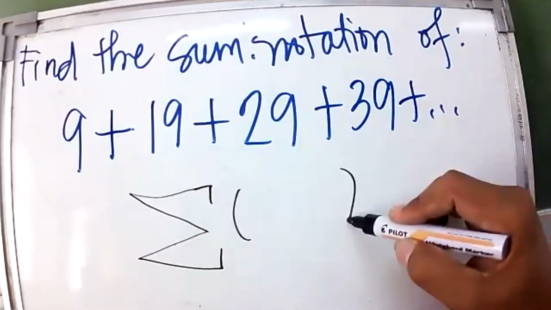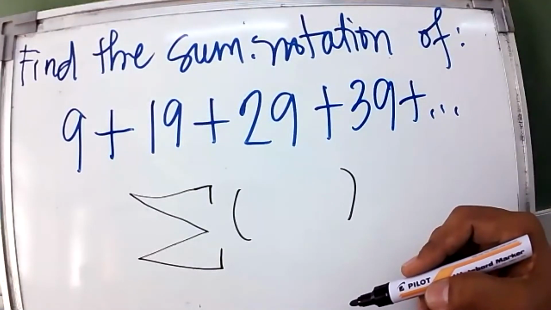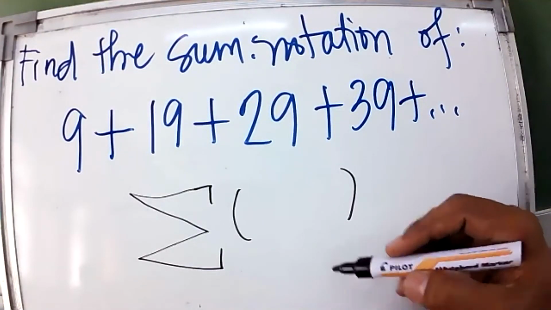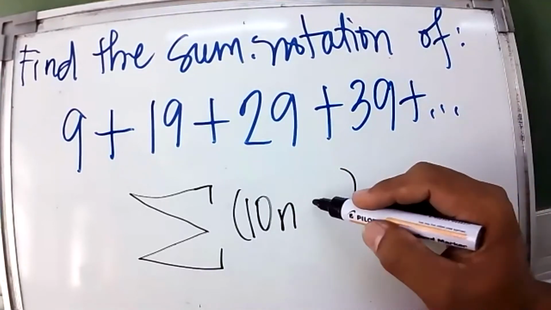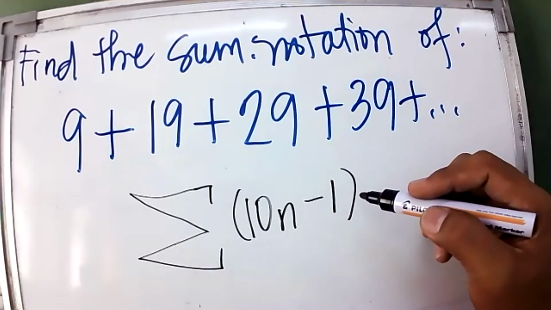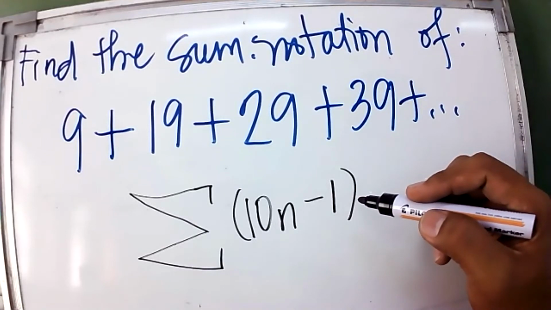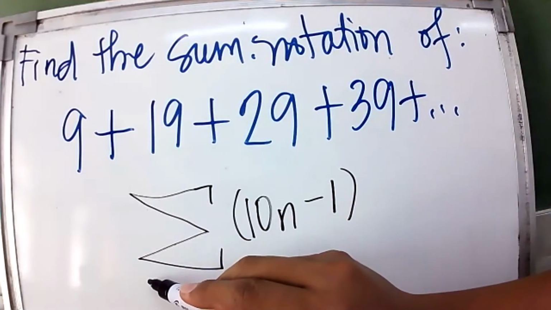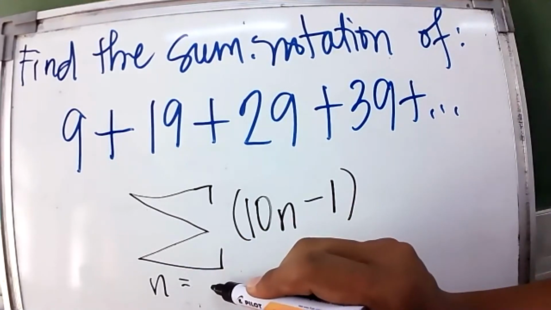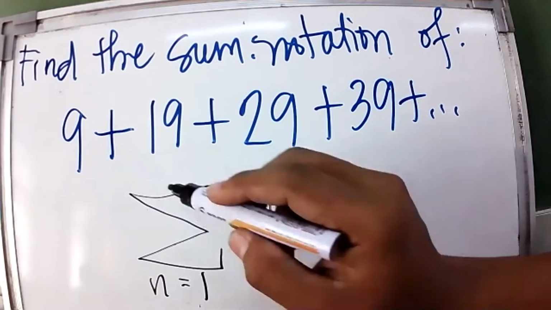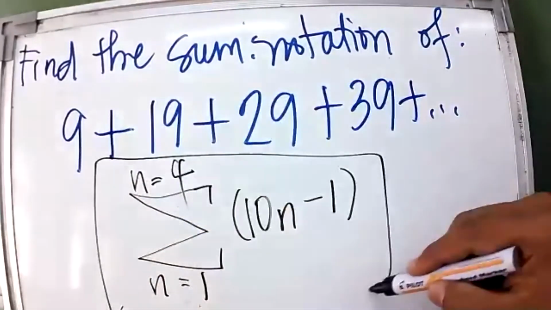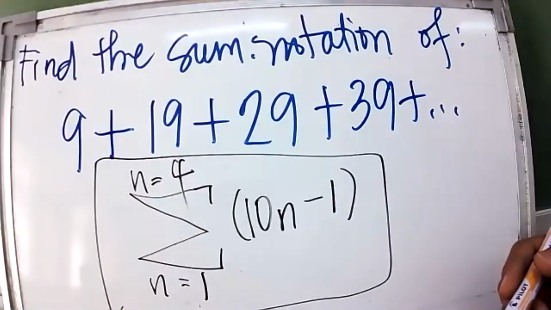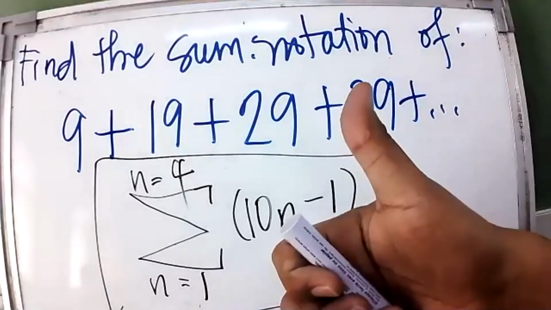Okay, the summation of 10 and 10 minus 1, minus 1, tapos, from n equals 1 to n equals 4. Thumbs up if you got the same answer.